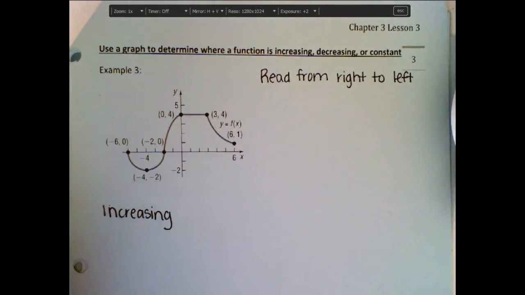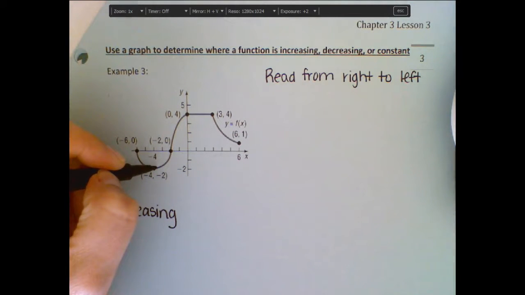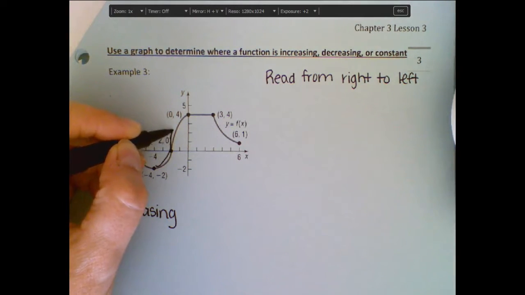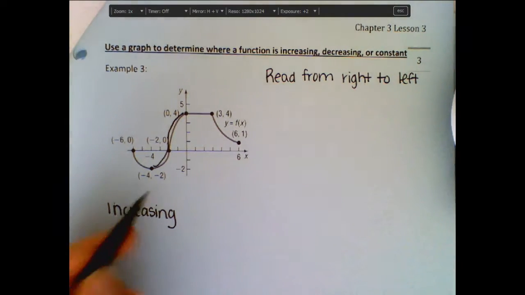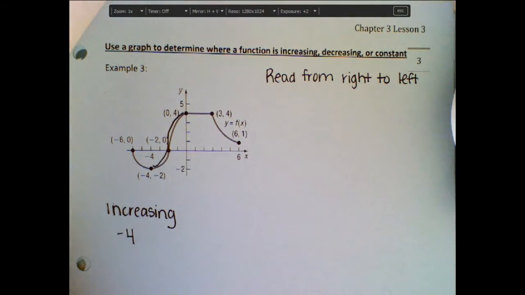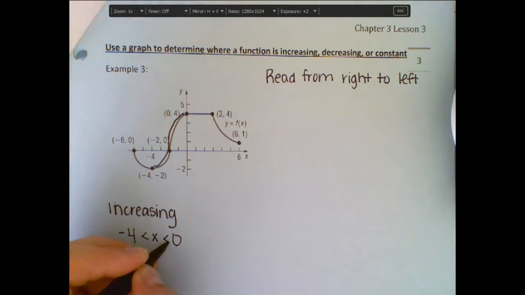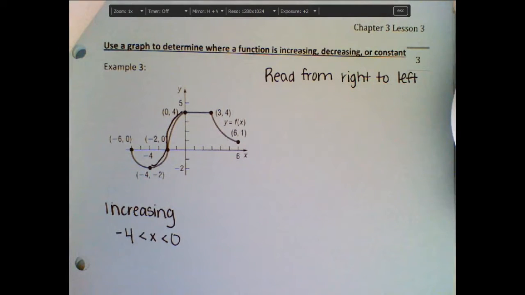Trusty pen. This one's not going to die on me. Okay. I see that the graph is increasing from here all the way to here. Right? That's where my graph is increasing. So I am increasing from -4 all the way to 0. So as long as x is greater than -4 and x is less than 0, that's where our graph is increasing.